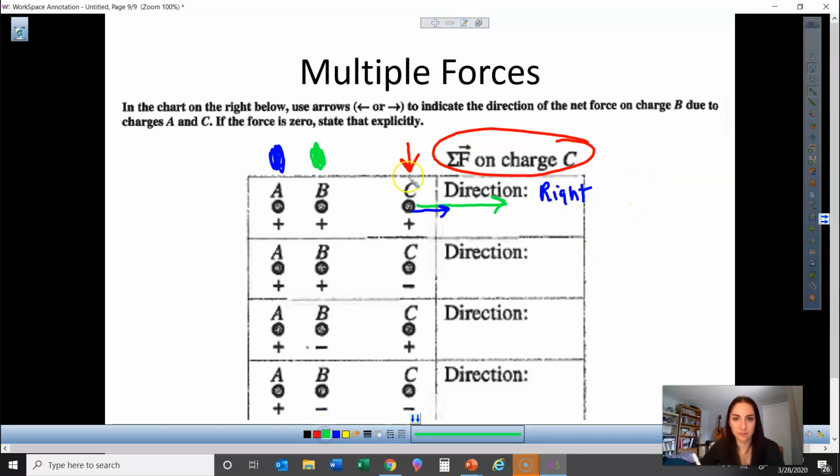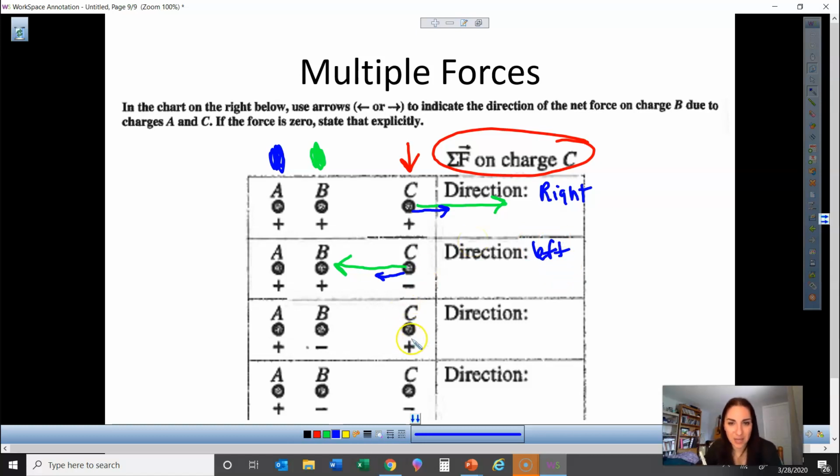Let's keep going. C is now negative. B is going to attract this, so it's going to go this way. A is also going to attract, but less because it's further away. They both point to the left. C will go to the left.